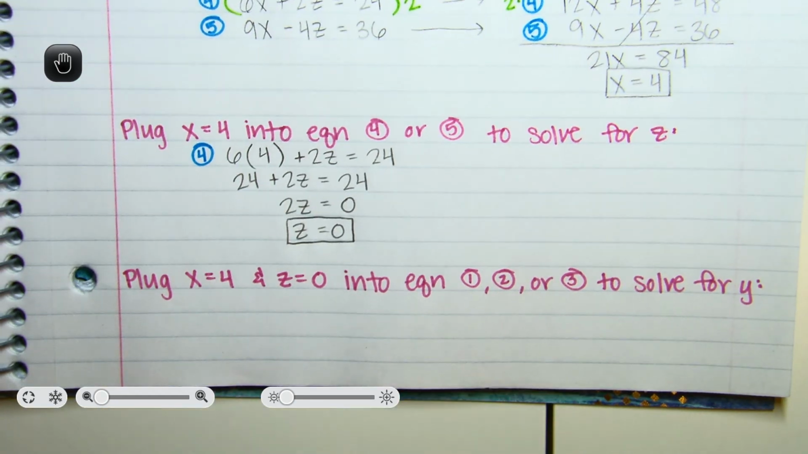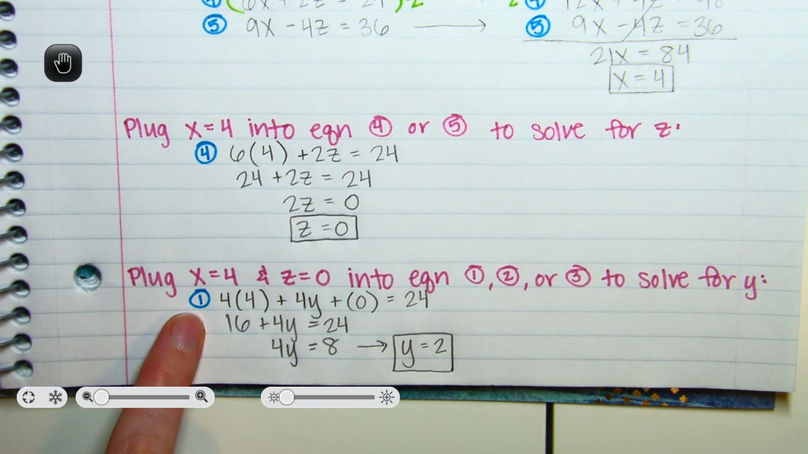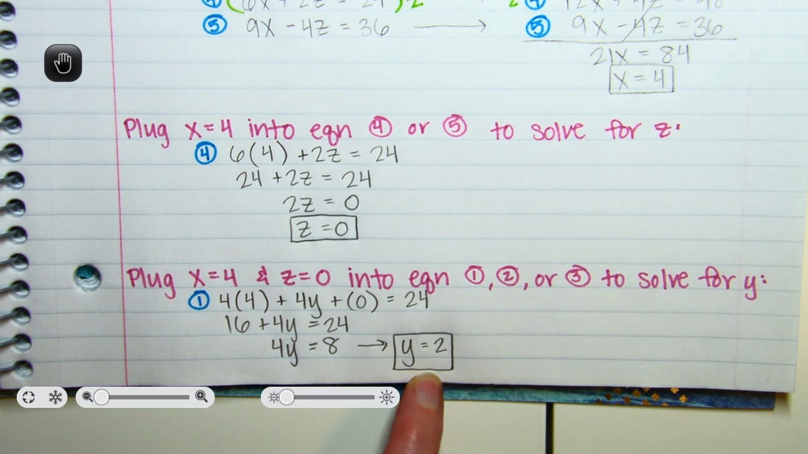So go ahead and pause this video, plug in those 2 values into one of your equations and solve. Push play when you're ready to check. Go ahead and check your answer. You should have gotten that y equals 2, whether you plugged it into the first equation, the second equation, or the third equation. You should have still gotten that that was your answer.